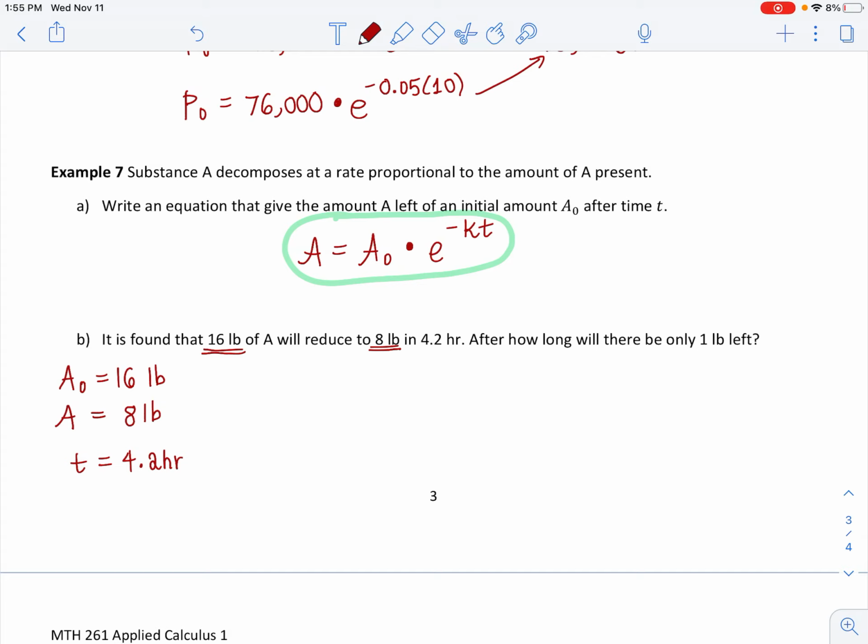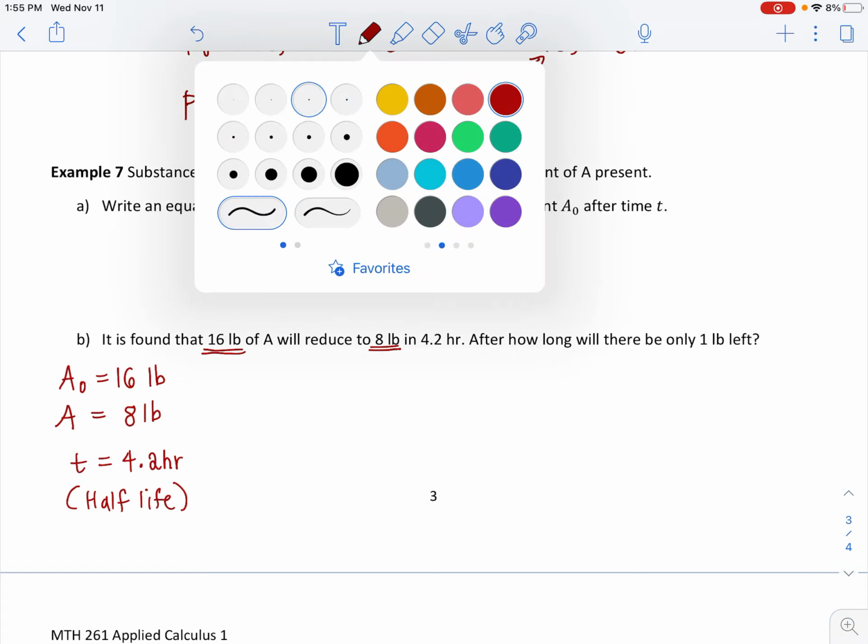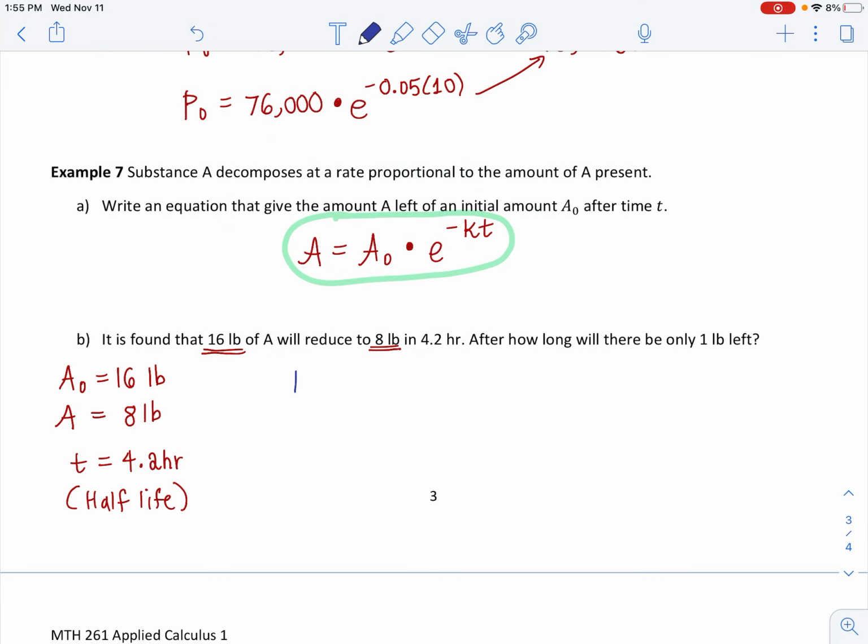What is this substance? I'm looking at the numbers 16 and 8. Half of 16 is 8. They gave us a half-life just now. All right, now let's ask the question. After how long will there be only 1 pound left? I don't think I need mathematics to... okay, I think we can just use this half-life idea. How about we try that, guys?